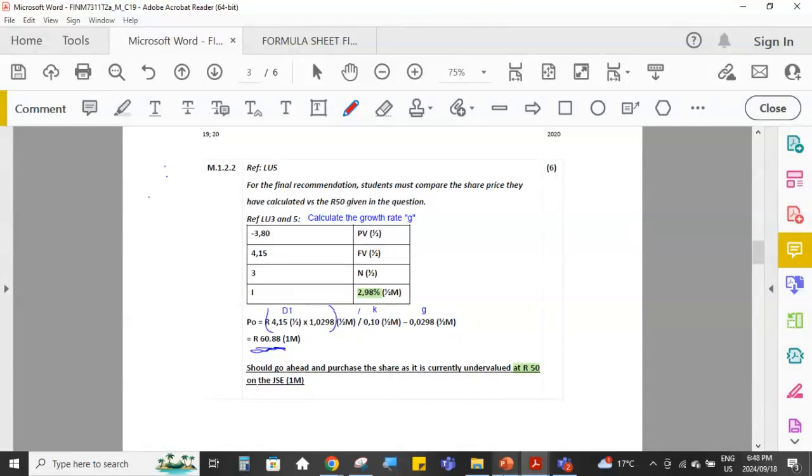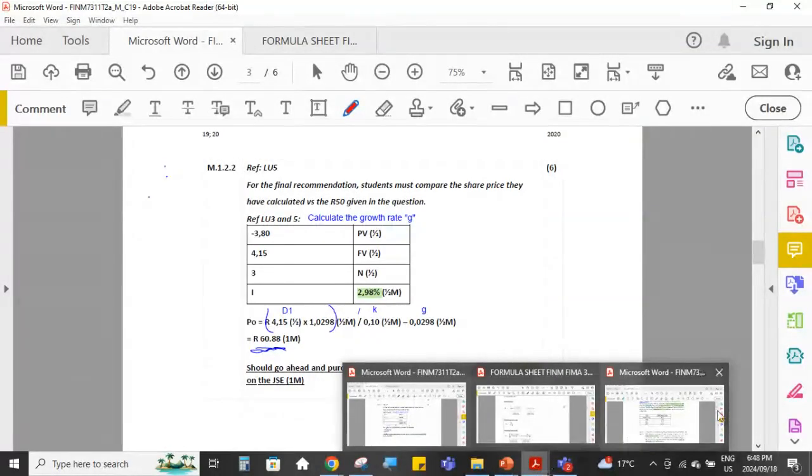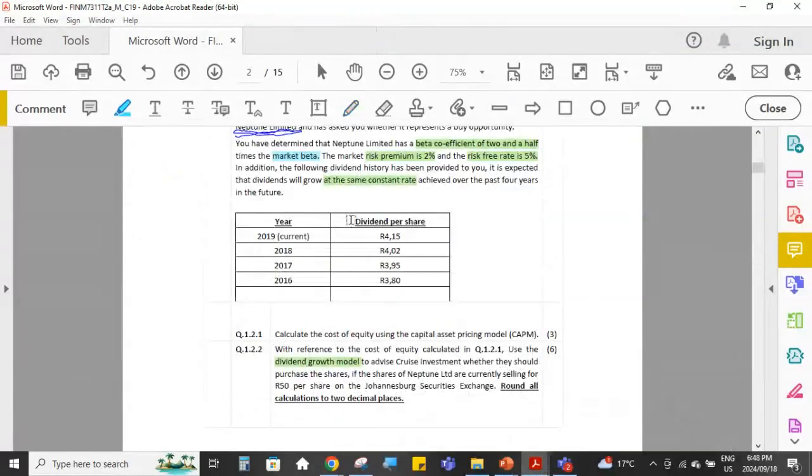So they gave us, I'm going to just have to quickly go back here. They gave us the dividend history for the last 4 years. So we can see how the dividend payout has grown. R3.80, R3.95, 4.02, and then 4.15. So the last dividend that was paid, D at time 0, is R4.15. This would be D minus 1, D minus 2, D minus 3.